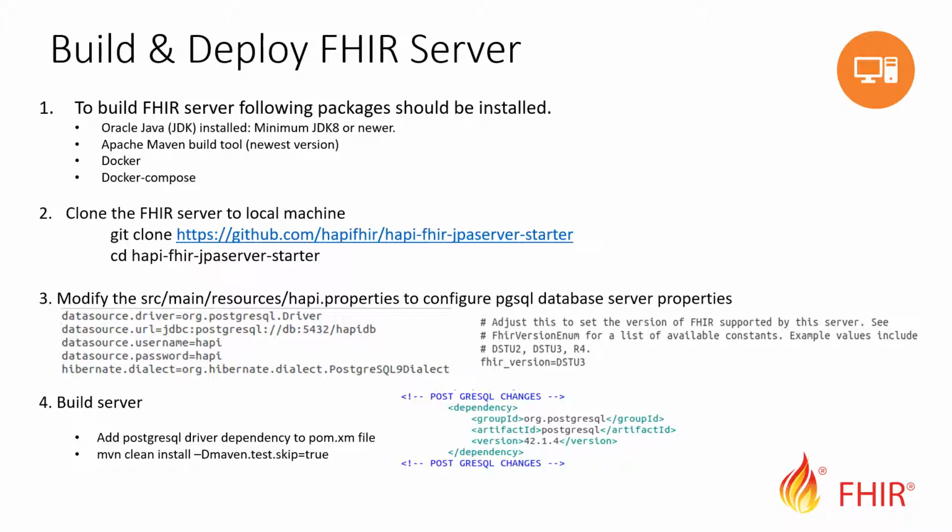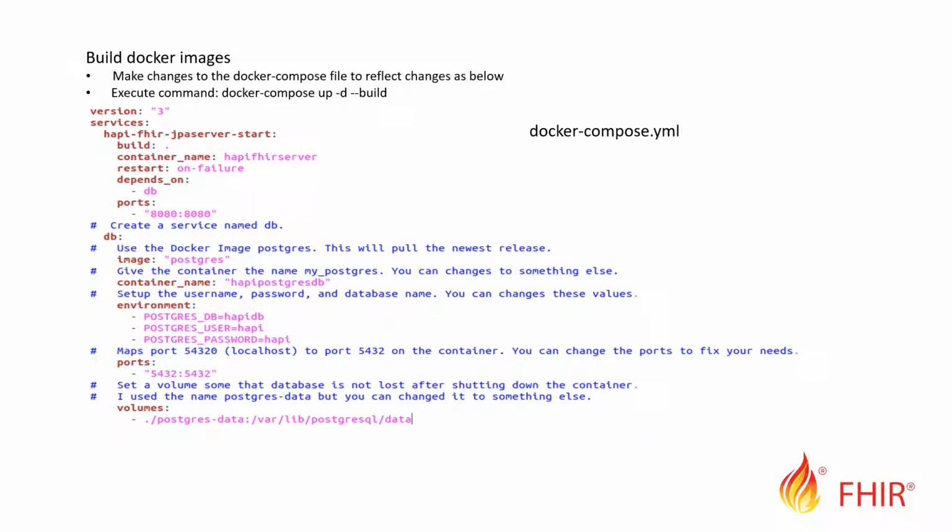So the basic first step is to build a FHIR server. We're going to clone the FHIR server, then set up the happy.properties file, where there are key value pairs for configuring the database interfaces. So we're going to change the configuration as mentioned in this slide. Then we're going to update the POM file to download the Maven dependency for a PostgreSQL database. Then we're going to do a Maven clean install. For this experiment, we're going to skip any integration tests, just to optimize the process.